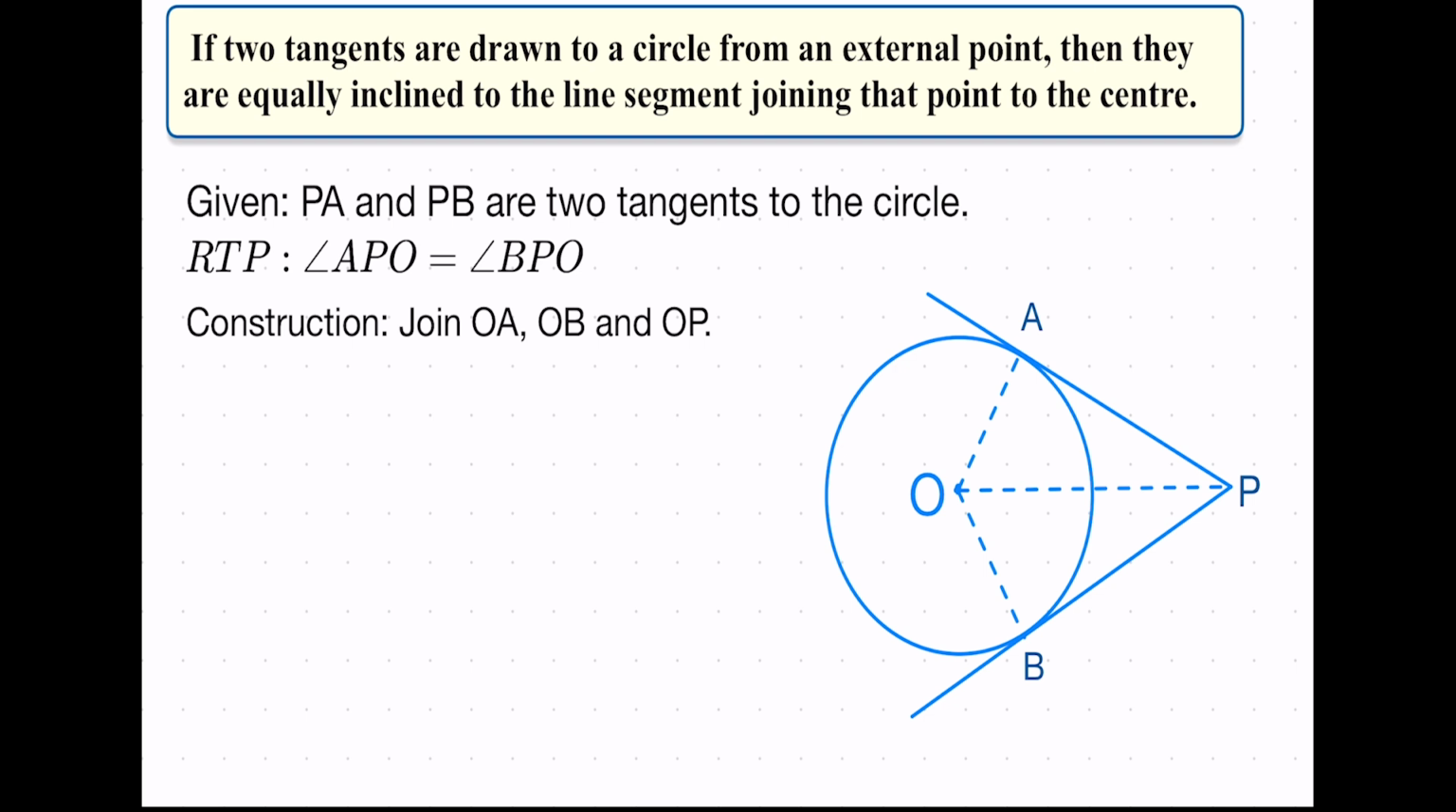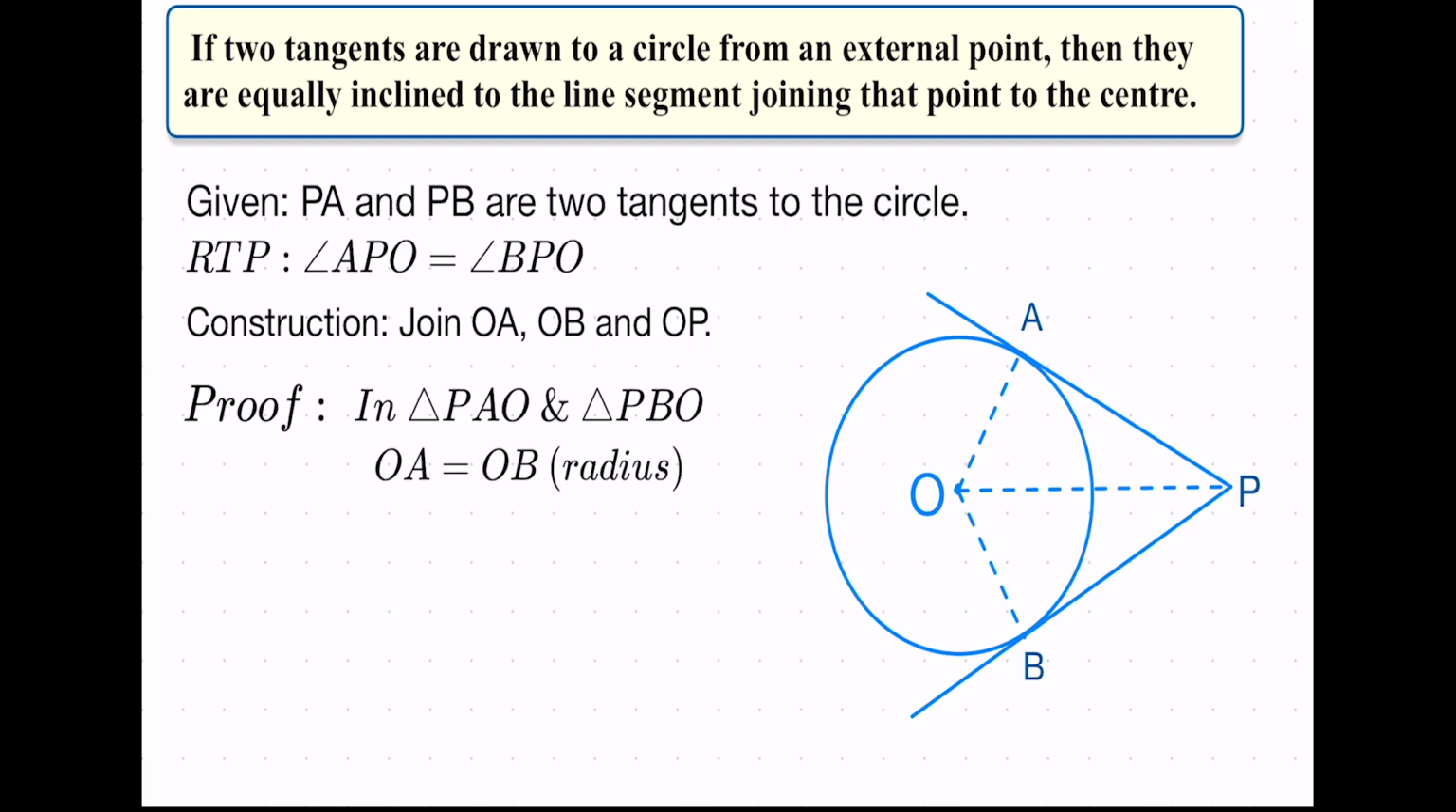Now let's prove it. We'll be taking triangle PAO and triangle PBO. Now in these two triangles, we can see that OA and OB are the radius, and so they are equal. Next, we have angle OAP and angle OBP, which is 90 degrees, as we know that the angle between radius and tangent at the point of contact is 90 degrees. And OP is the common side between these two triangles.